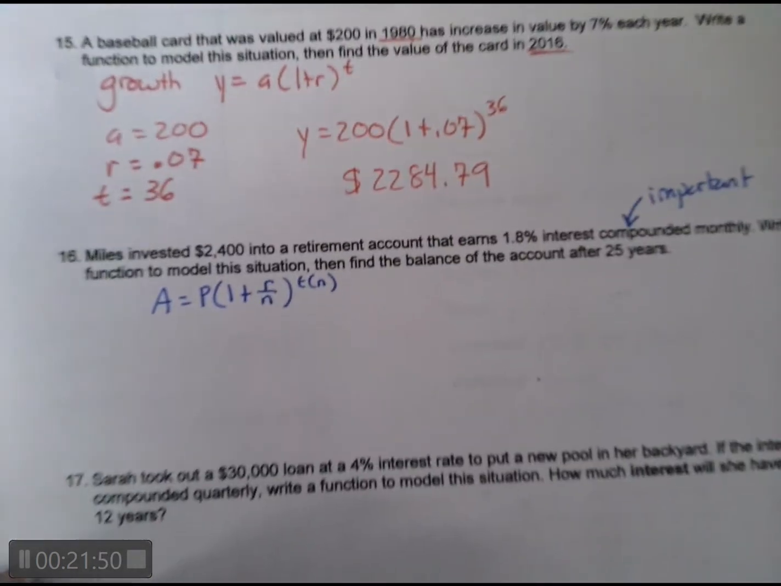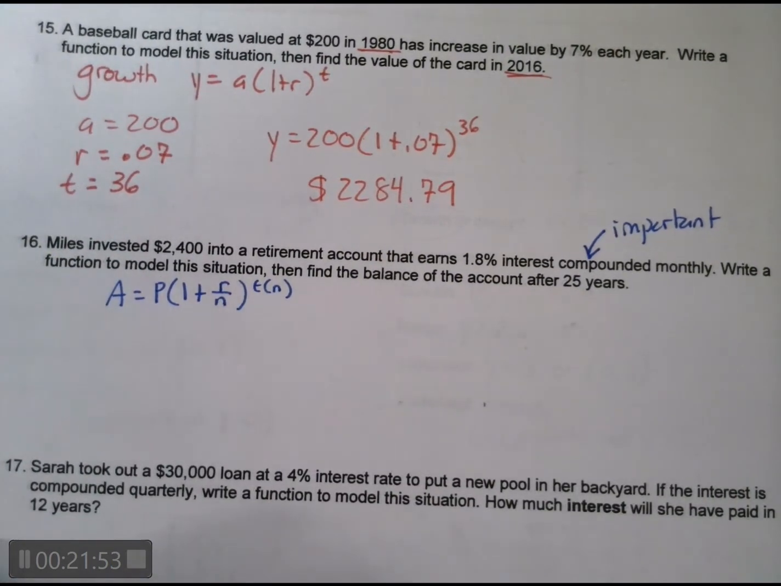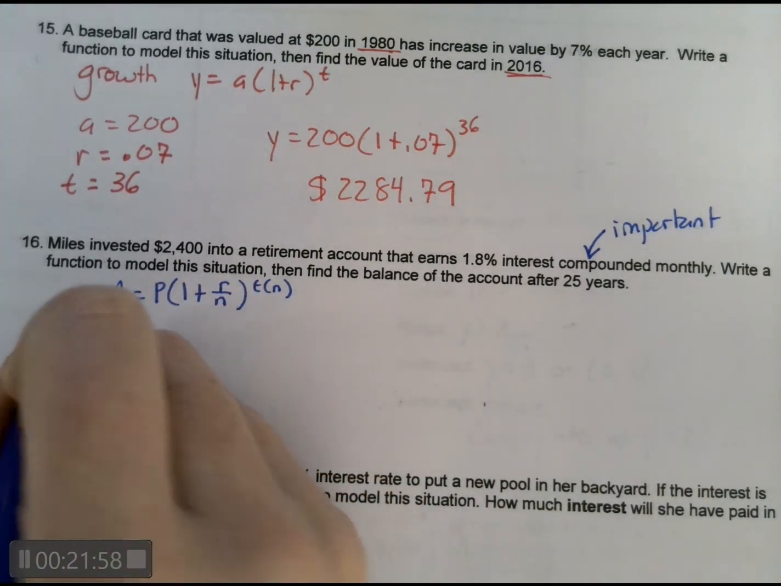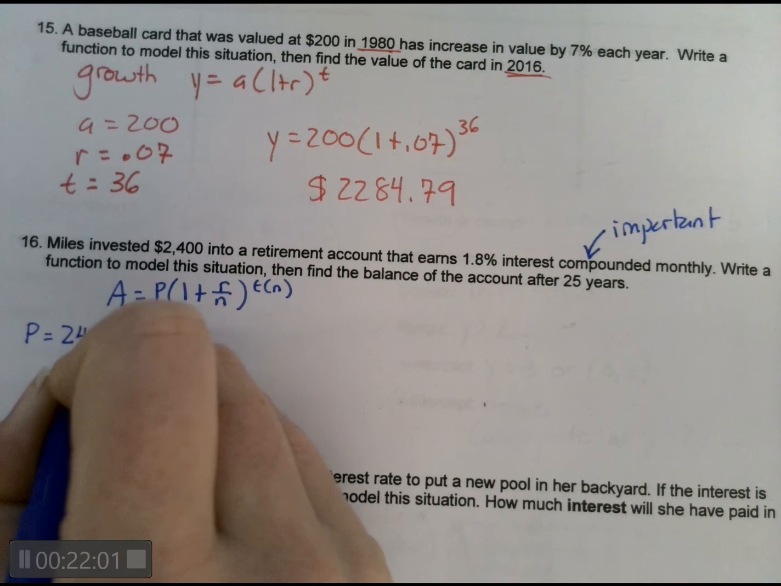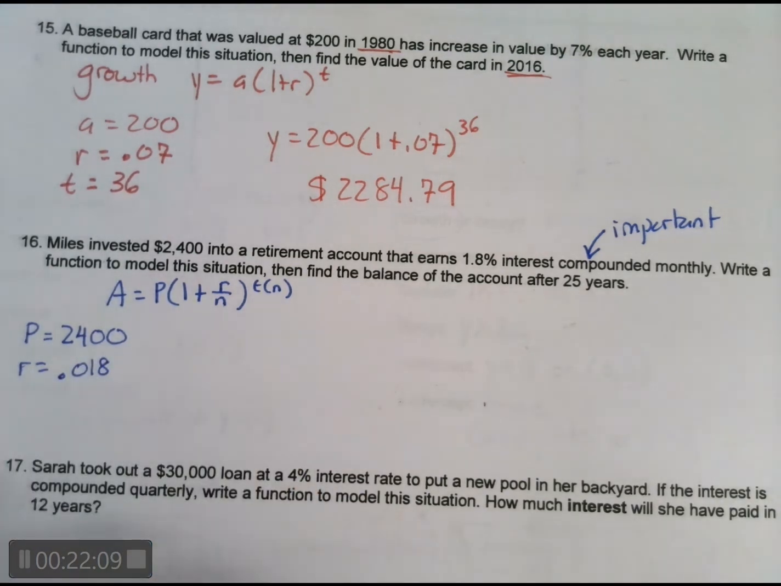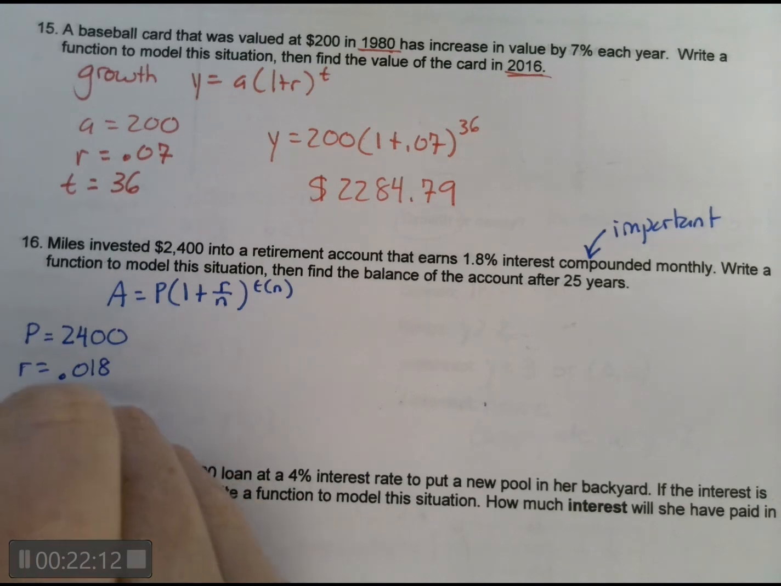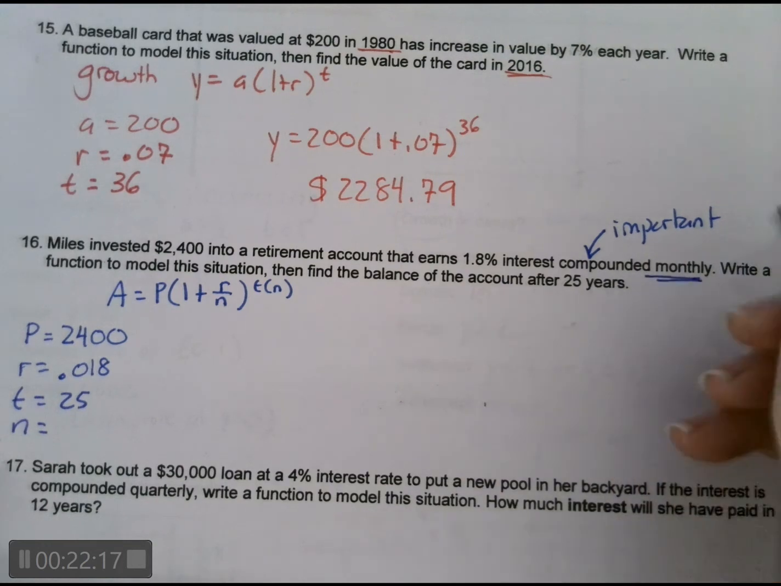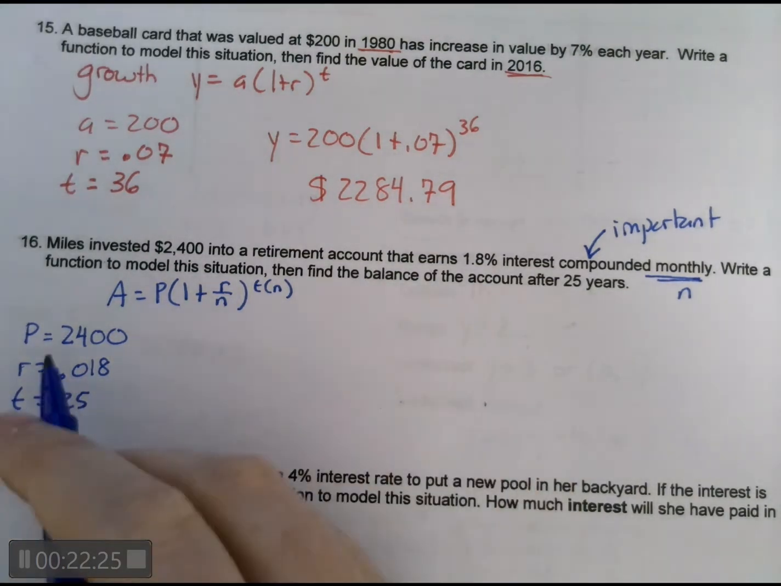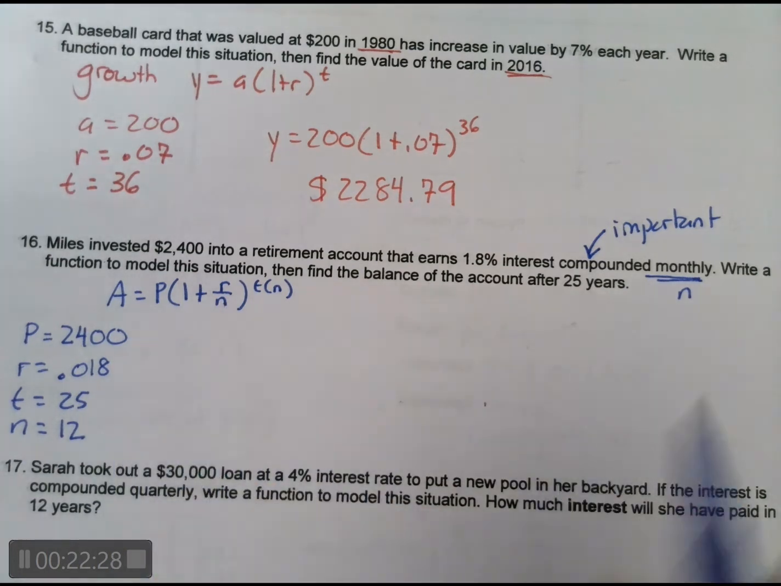Alrighty. So then, our P is another word for our initial value. What's our initial value? 2,400. Our rate is 1.8%, so that means it's going to be 0.018. Our t is 25 years, and then our n is the word that comes after compounded. So there are 12 months in a year, so our n is going to be 12. And then we're just going to substitute this information into this equation.